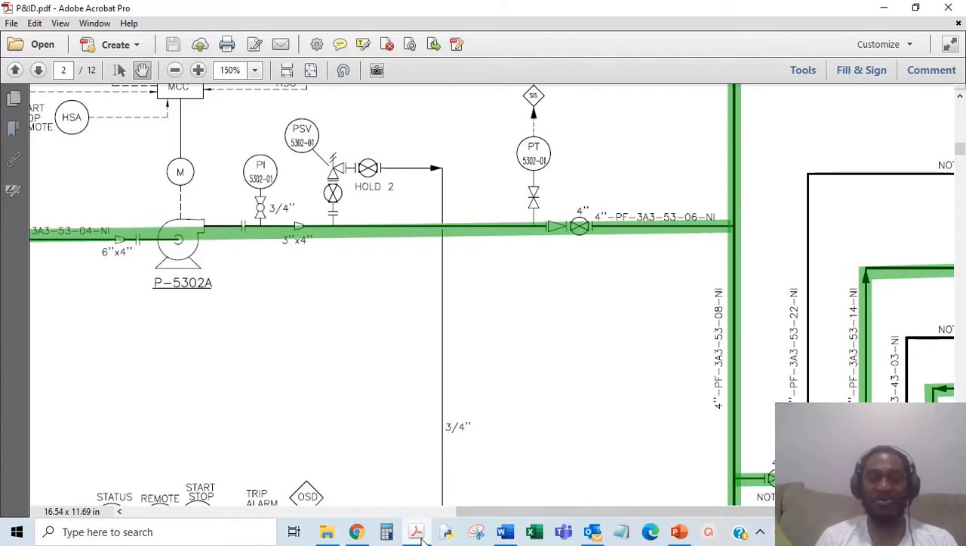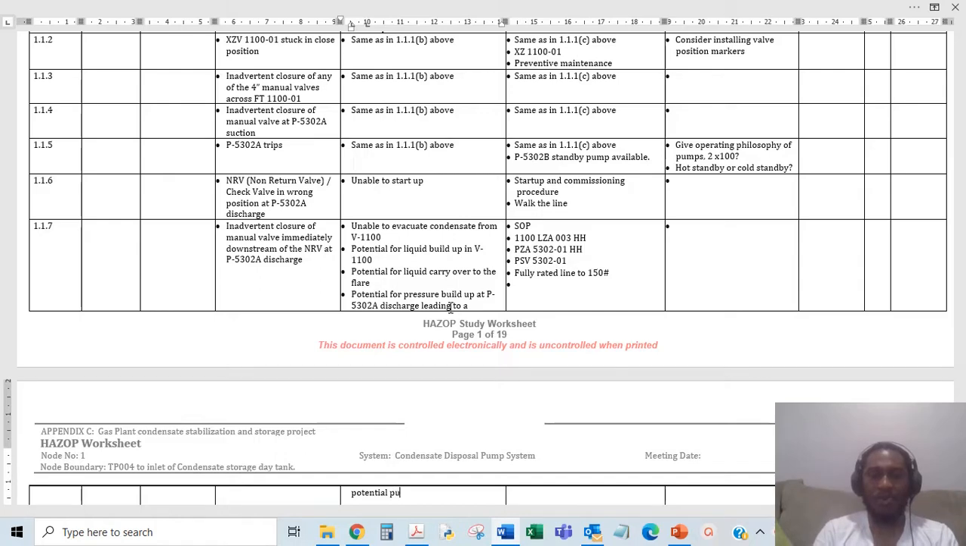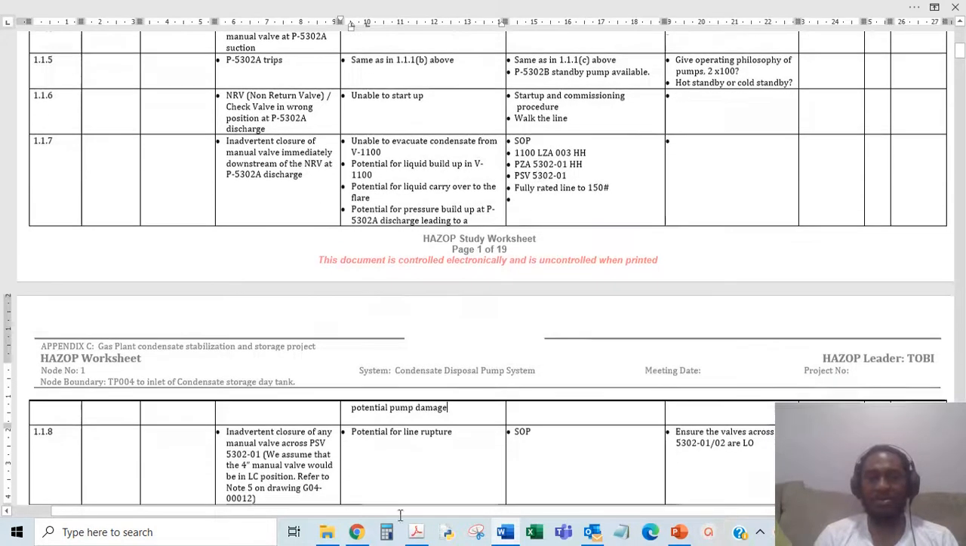So I could also put in here: potential for pressure buildup at pump discharge, leading to potential pump damage. So that could also be another issue.